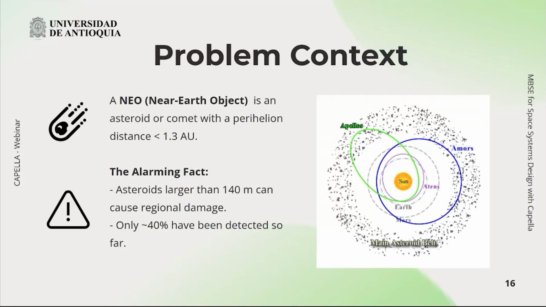Technically, you consider this type of object a NEO if it has a perihelion distance of less than 1.3 astronomical units. One astronomical unit is approximately 150 million kilometers. What is the alarming fact? Asteroids larger than 140 meters can cause regional damage, and only approximately 40% of them have been detected so far.